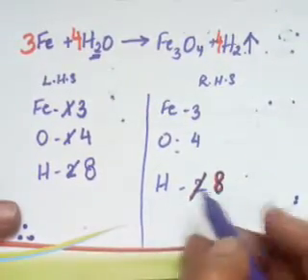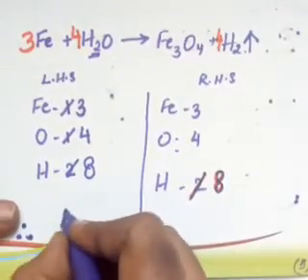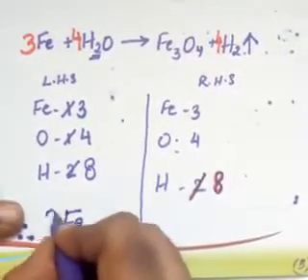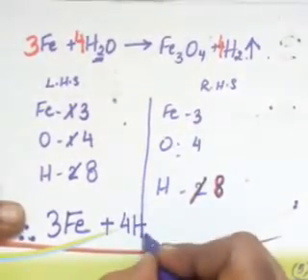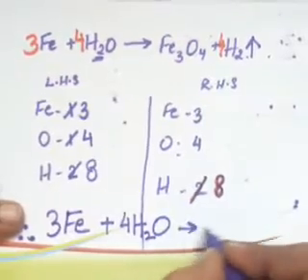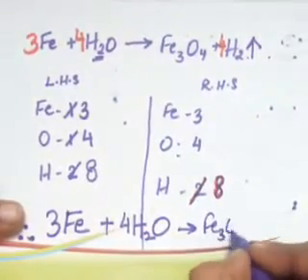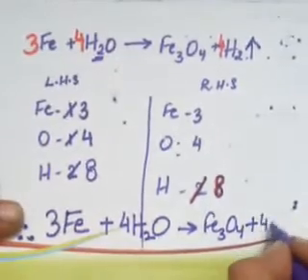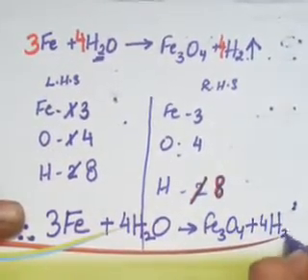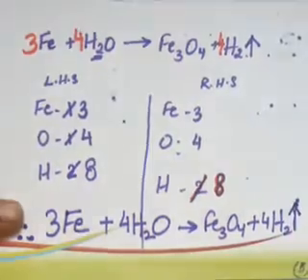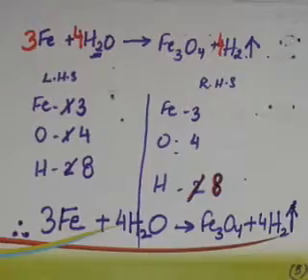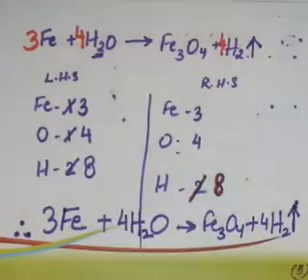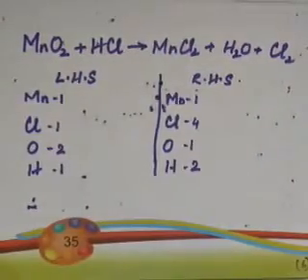So when we write the final equation, we will write 3 iron atoms plus 4 molecules of water will give iron oxide plus 4 molecules of hydrogen gas given out. Okay, so I hope you understand with this example. This is a very simple example. Let us take 1 or 2 more examples so that you understand it better. Let us see this example.